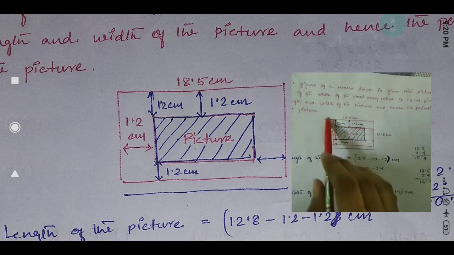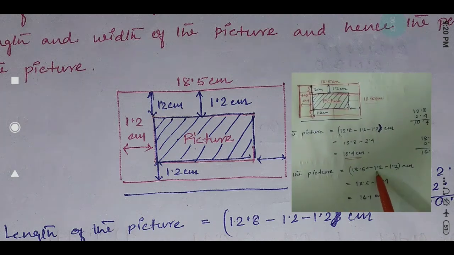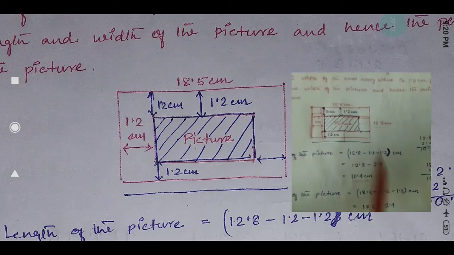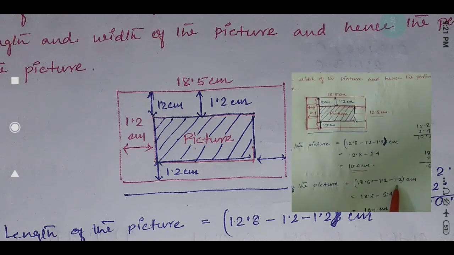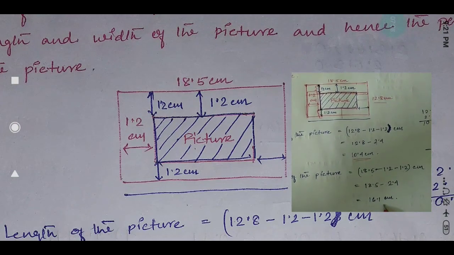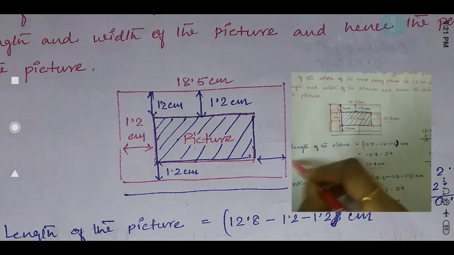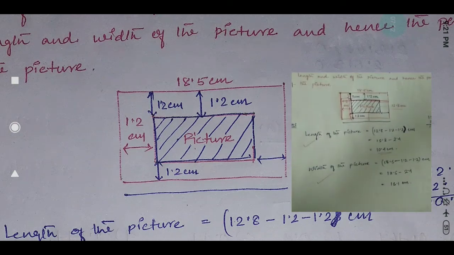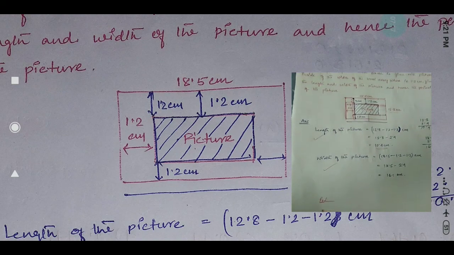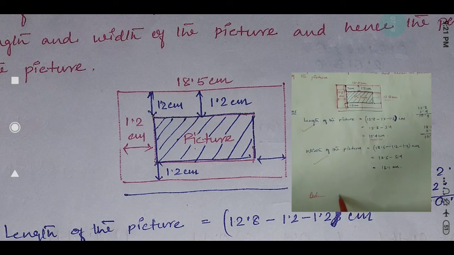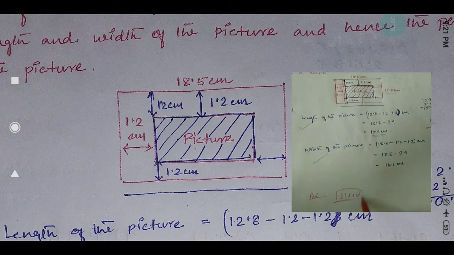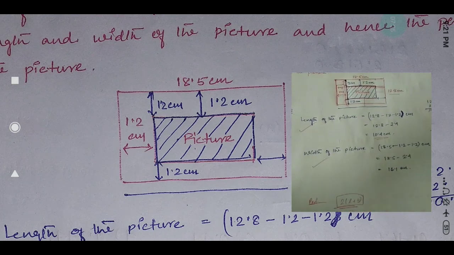That means from 18.5 I subtract 1.2, 1.2. This part I have subtracted 1.2, then this part is 1.2. So that means 2.4, and 18.5 minus 2.4 is 16.1. So you have got the length, then the breadth. So now you can find the perimeter. The perimeter of a rectangle means what? 2 into (L plus B). Okay, so now you have to find the perimeter by yourself.